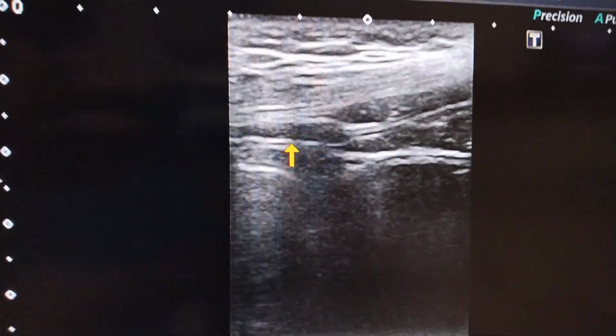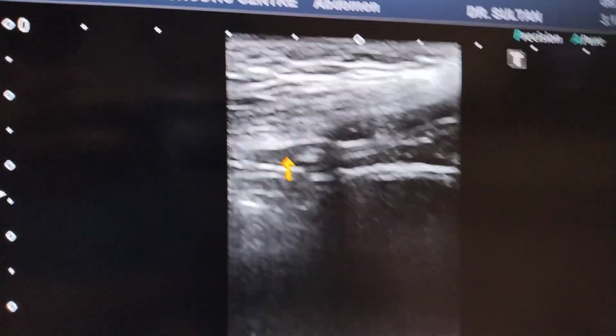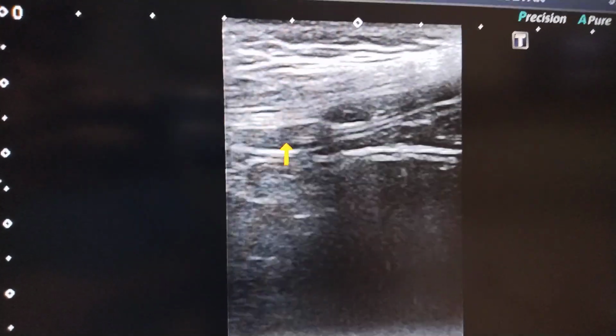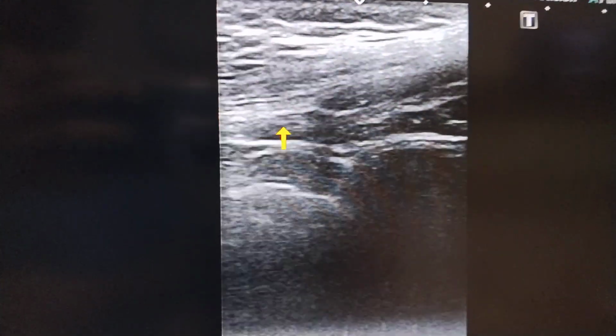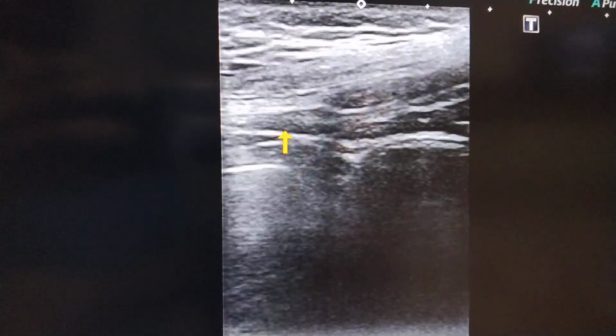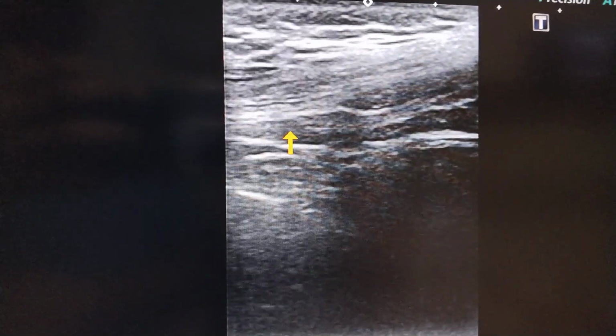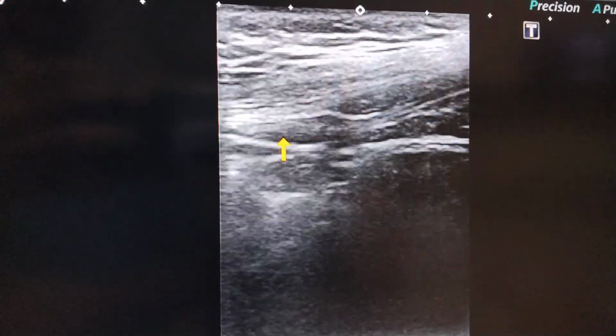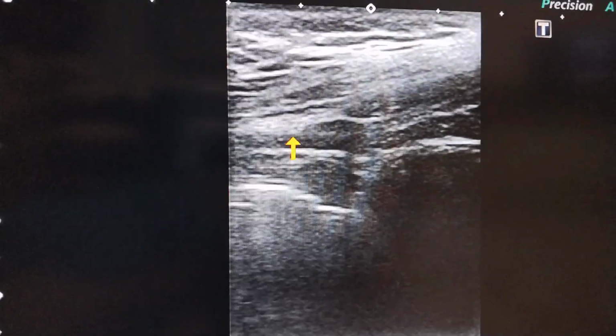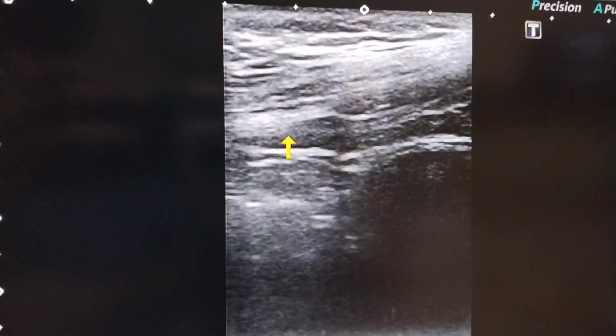So this was all about the right-sided direct inguinal hernia that lies medial to the right inferior epigastric artery at the level of the superficial inguinal ring and medial aspect of the right inguinal canal.